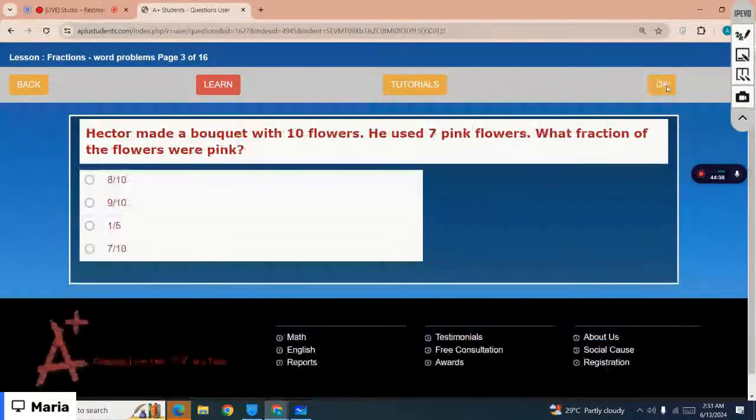Hector made a bouquet with 10 flowers. He used 7 pink flowers. What fraction of the flowers were pink? So which is the correct option? That would be 7 out of 10, right? The total were 10 and 7 of them were pink, so that would be 7 out of 10.